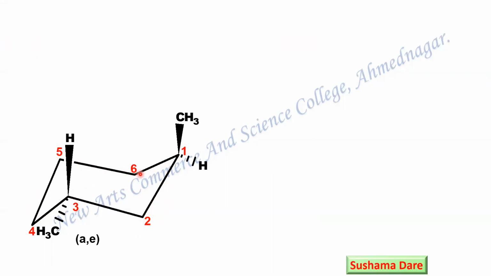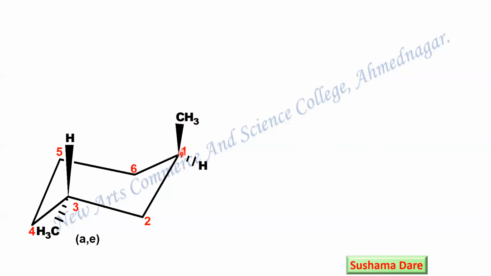Now what is the requirement at the 1 position? At the 1 position, the methyl group you have to show in the upper direction. So this is the upper directed bond and this one is the lower directed bond. So where you have to place the methyl group? The placement of the methyl group is at the beta position, that is the wedge bond. Hence, this bond is now axial.